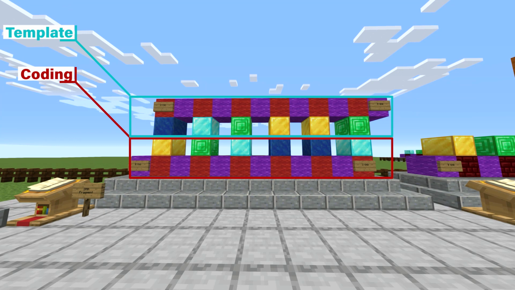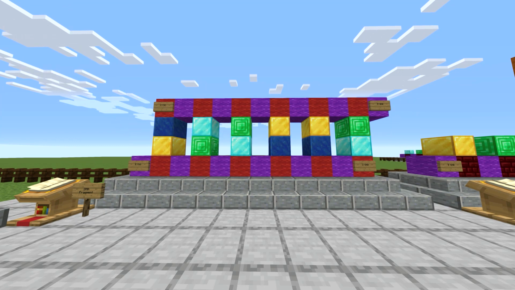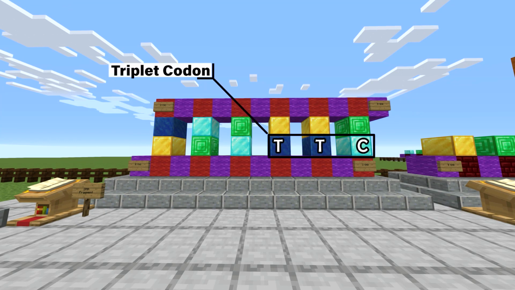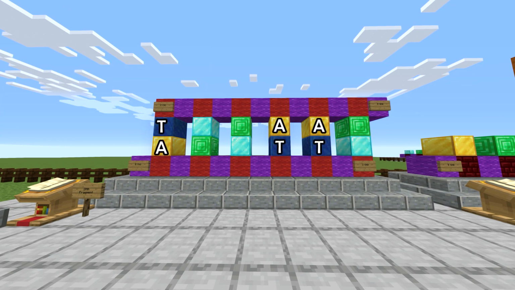The coding strand codes for the building blocks of proteins, called amino acids. There are 20 such amino acids, which each map onto a 3-base DNA triplet codon. Note that adenine is always bound to thymine, and cytosine is always bound to guanine.